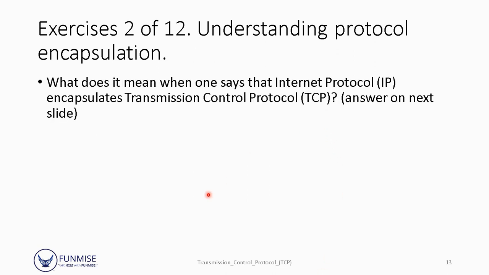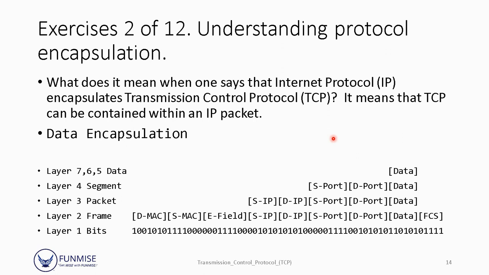Now, exercise 2, understanding protocol encapsulation. What do we mean when one says that Internet Protocol IP encapsulates Transmission Control Protocol? The answer is on the next slide, though we probably covered it already. It basically means that TCP can be contained within an IP packet. All of this information here at the layer 4 segment is the layer at which TCP operates, and you can see this information for TCP will be encapsulated within IP here.